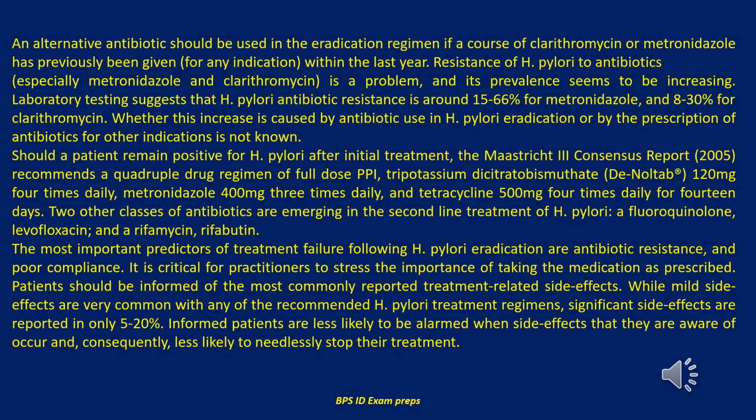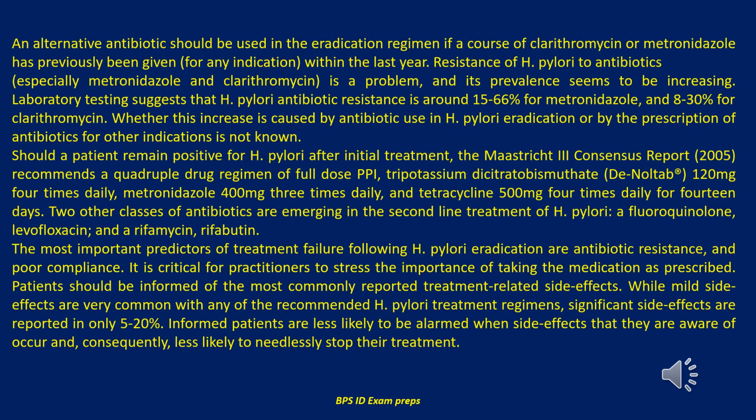Should a patient remain positive for Helicobacter pylori after initial treatment, the Maastricht III Consensus Report 2005 recommends a quadruple drug regimen of full-dose PPI, tripotassium dicitratobismuthate (De-Nol) tablets 120 mg 4 times daily, metronidazole 400 mg 3 times daily, and tetracycline 500 mg 4 times daily for 14 days.